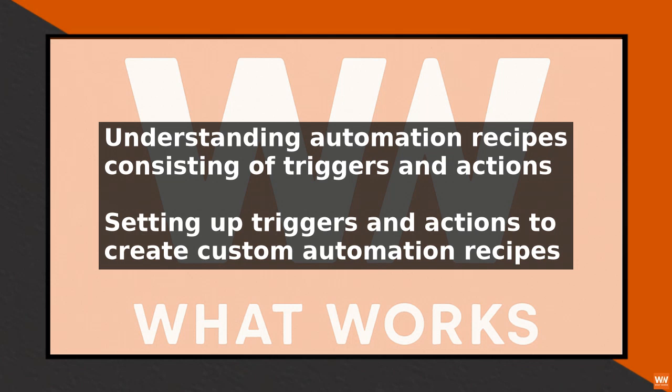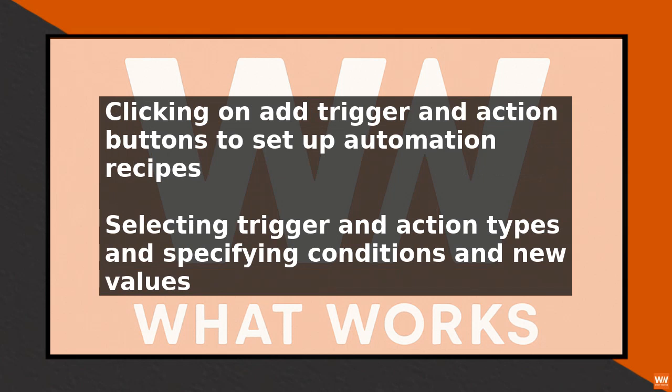Next, set up the action by clicking on the Add Action button and selecting the action type. In this case, it would be to change the status column to done. Then select the specific column and the new value that you want to assign to it. Once you have set up the trigger and the action, click on the Save button to save the automation recipe. The automation will now run automatically whenever the trigger is initiated.